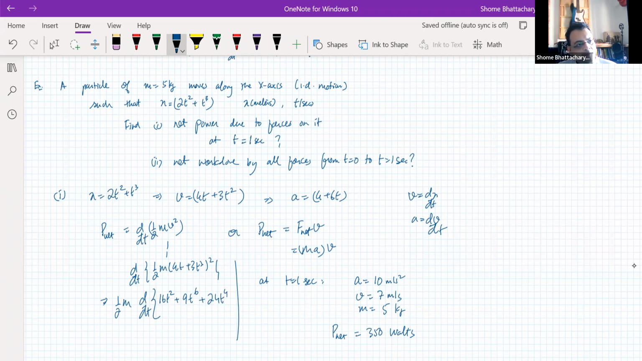Oh, just a minute, made a mistake here. This is t cube, t square. Yeah, so this will become differentiation of 16t square plus 9t to the power 4, okay, plus 24 t cube.